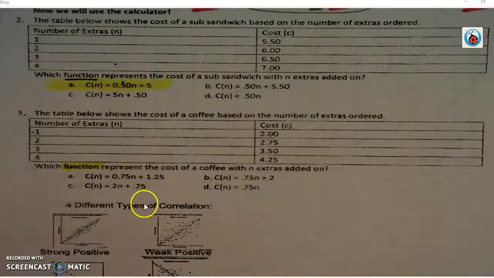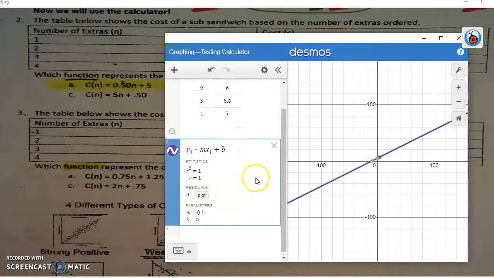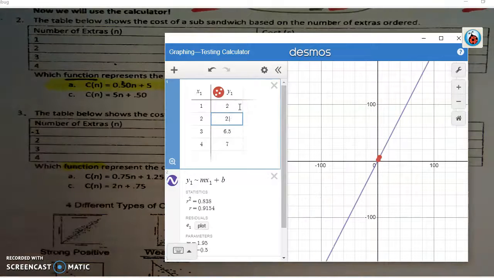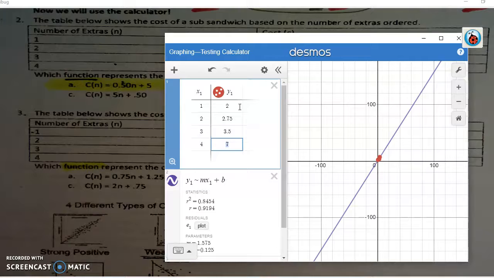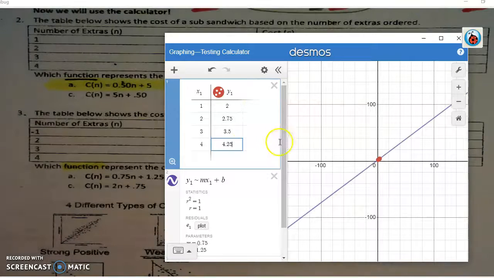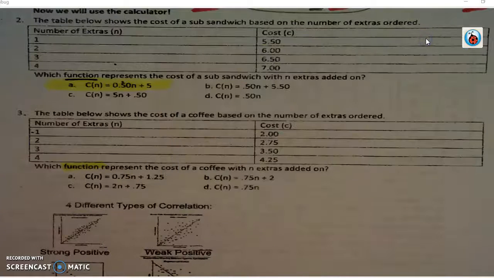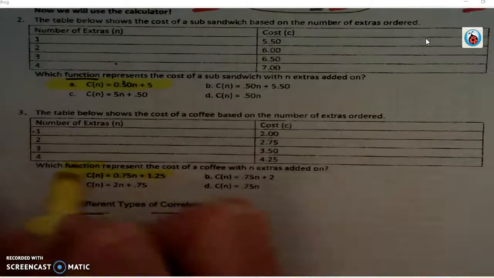So once again, you're just going to put them in Desmos. So 1, 2, 3, 4. And then this one is 2, 2.75, 3.5, 4.25. And y1 tilde mx1 plus b. My slope is 0.75 and my y-intercept is 1.25. So that is also answer choice A.